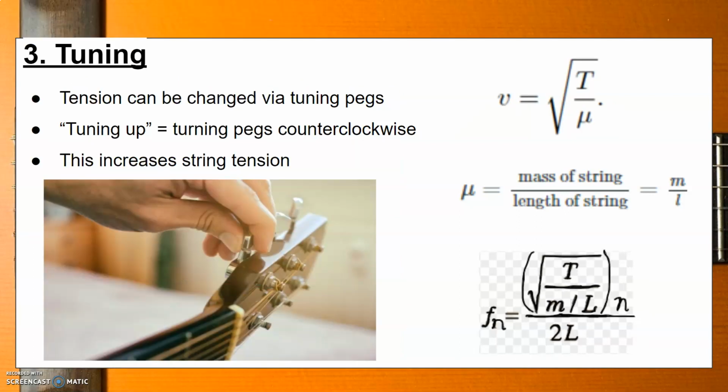The tension in the strings can also be changed via the tuning pegs on the top of the guitar. Tuning up, or tuning a string to a higher tension by turning the peg counterclockwise, gives higher frequency, resulting in higher pitch. Once again, this can be proven mathematically via the formula f_n equals n times square root of T over mu, over 2L. As tension increases, so does the frequency and therefore the pitch of any harmonic being studied.